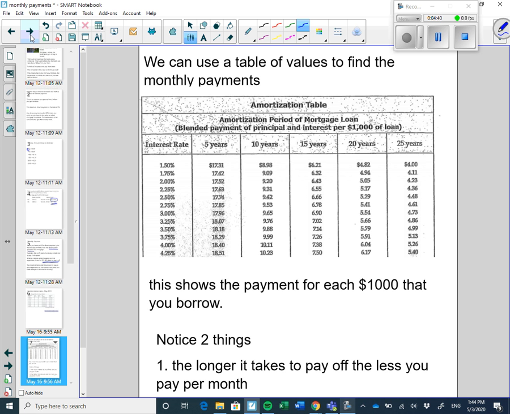So those of you that are getting a paper package will see this. Those of you that are not, you're going to have to look online. I'll put that file up as well. This is called an amortization table, okay? And you use this to find the monthly payments.